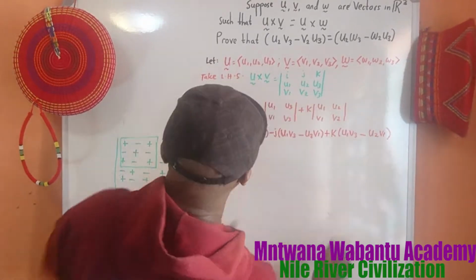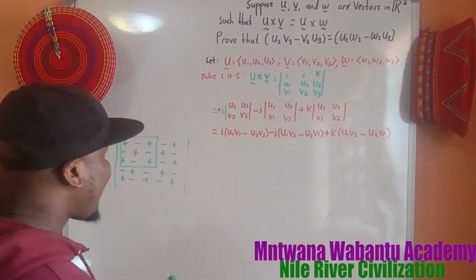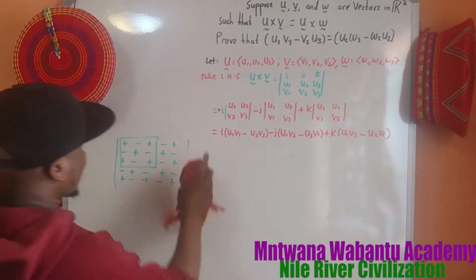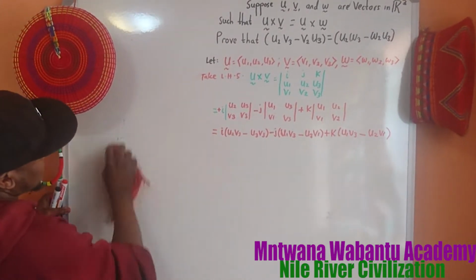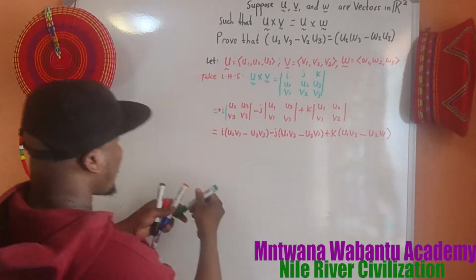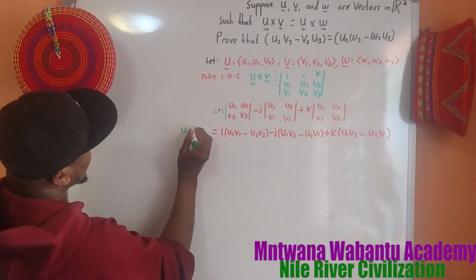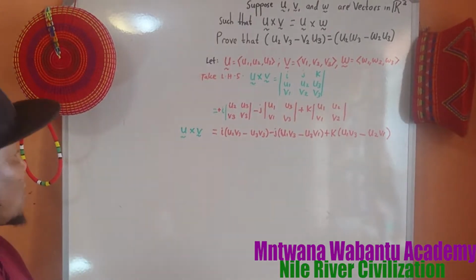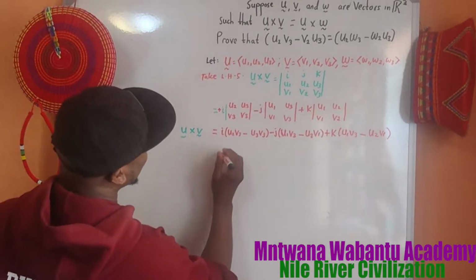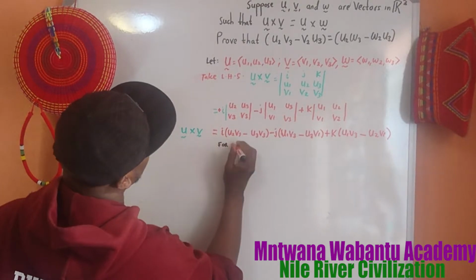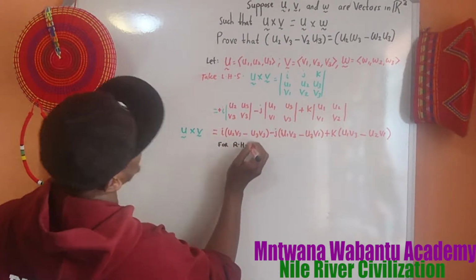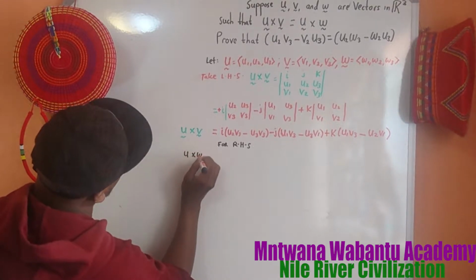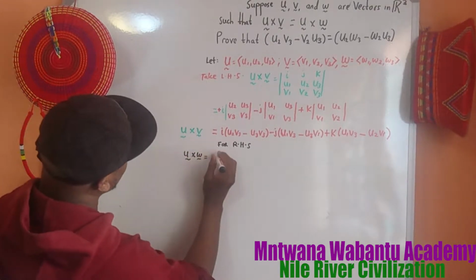So this is the left hand side of the equation, U cross V. So I'm going to do now the right hand side. So let's take the right hand side of the equation, which is going to be U cross W. So U cross W, we're going to do the same game here.